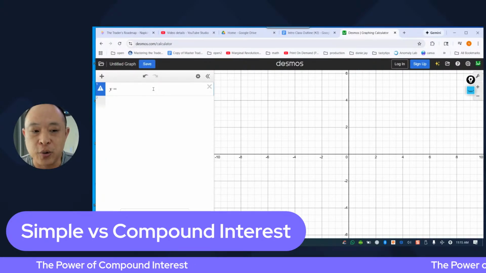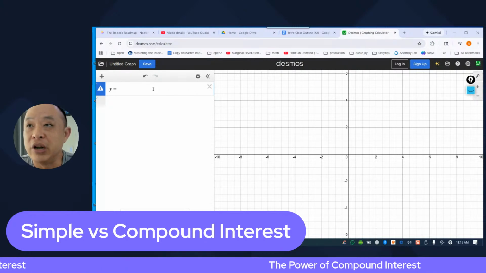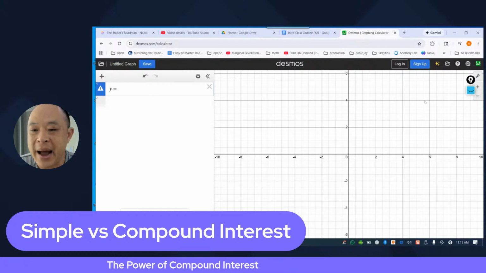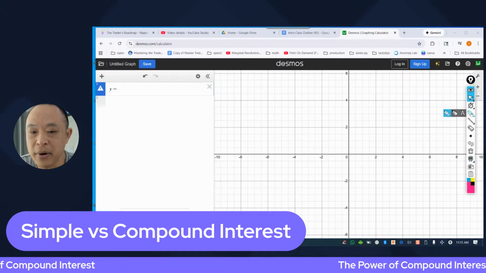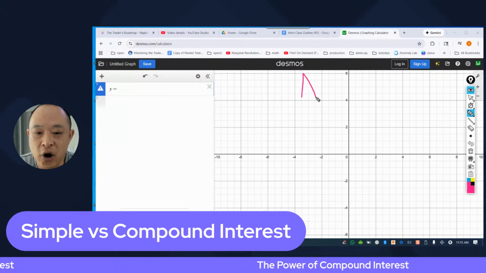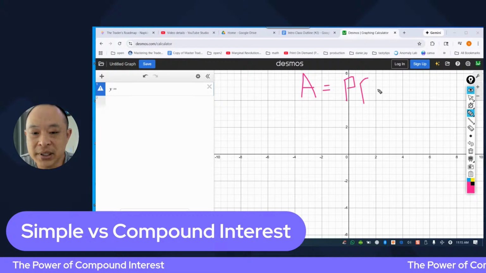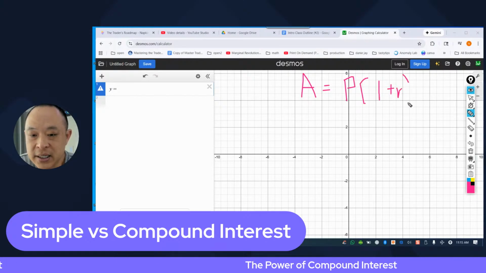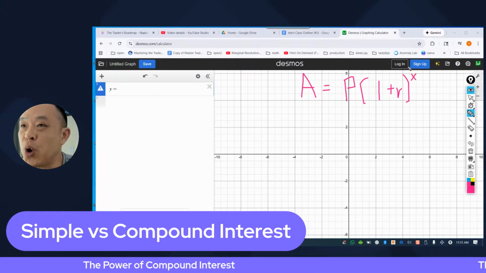This is what we're going to do. We're going to use the most powerful formula in all of math and finance. It's called the power of compound interest. Do you guys all remember how I told you the formula for compound interest is the principal times your interest rate to the x power? This is an exponential growth function, right?